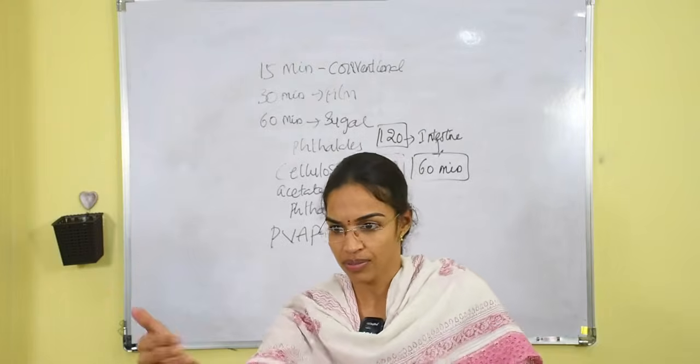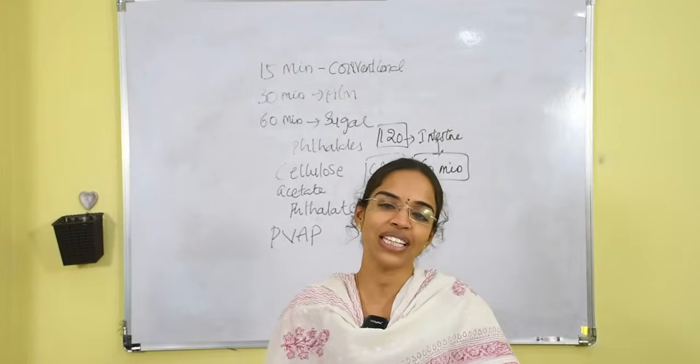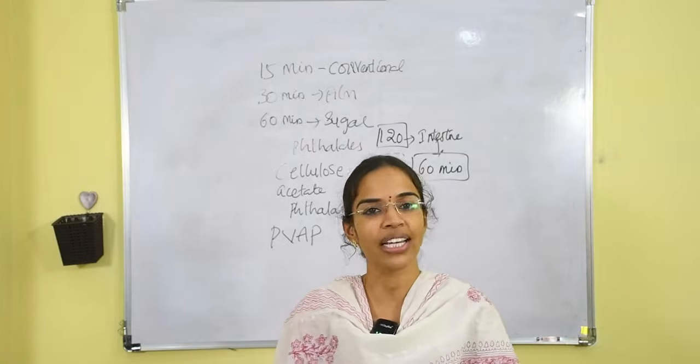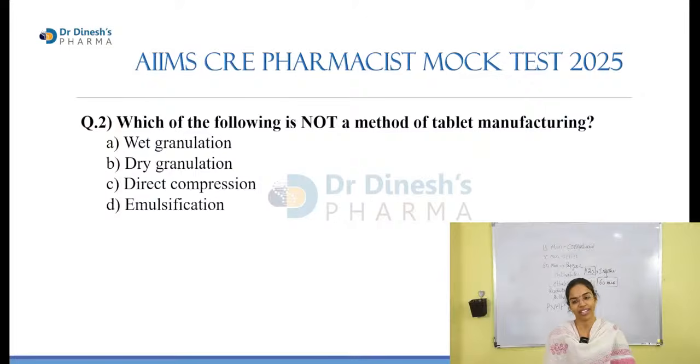Moving forward to the next question. Question number 2. Which of the following is not a method of tablet manufacturing? I repeat the question. Which of the following is not a method of tablet manufacturing? The options are A, wet granulation, B, dry granulation, C, direct compression, and D, emulsification.